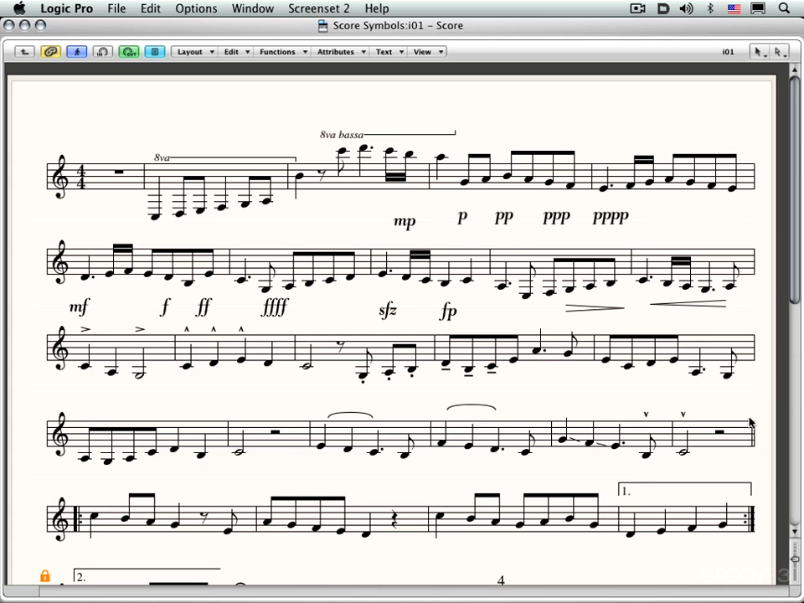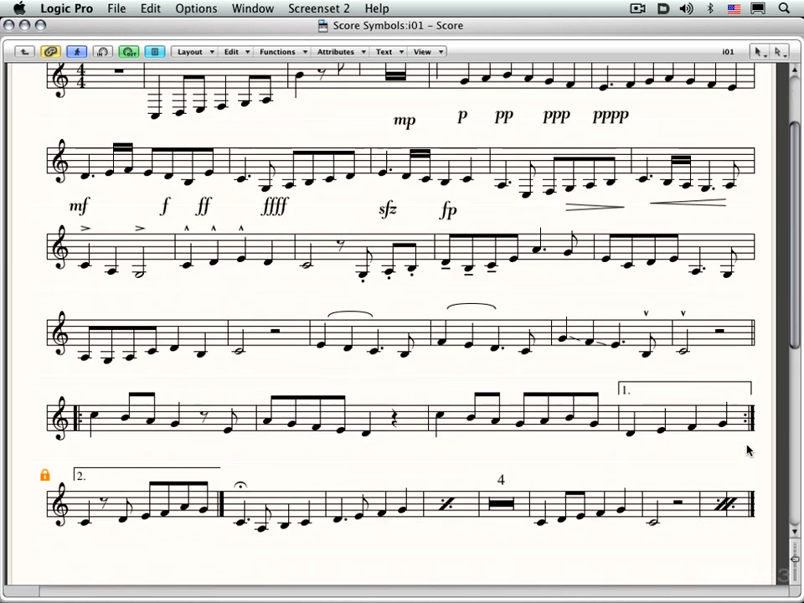Moving right along, we have a double bar line here. We haven't looked at this before. These are navigation markings we're going to get into now. When you see two lines like that, it indicates that it's the end of a section of a piece of music.